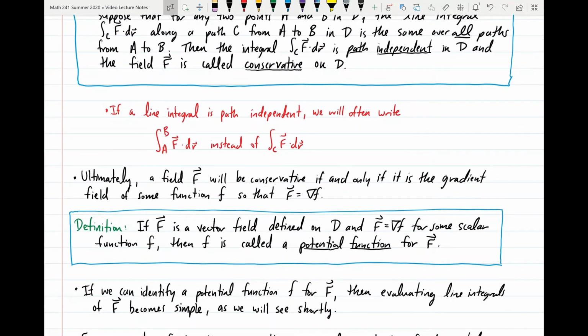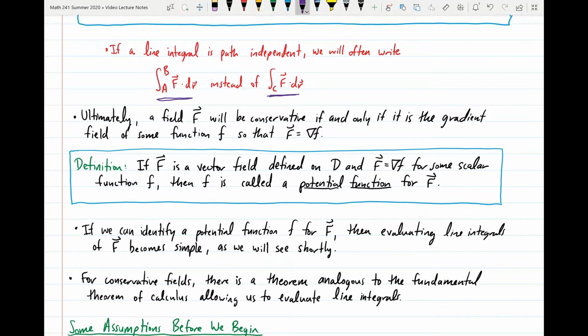Okay, so if a line integral is path independent, we will often write the line integral of F over C as the integral from point A to point B of F. And this is because regardless of which path we choose to connect the points A and B, the integral is going to be the same. So in this case, it's not ambiguous for us to just write that the integral goes from the point A to the point B in space.